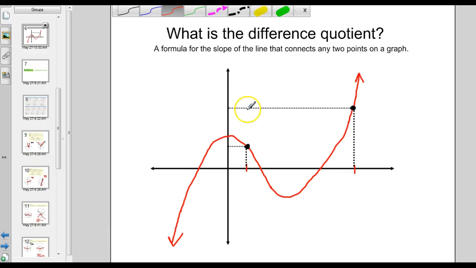Hey, everyone, welcome to class. I know last time we talked about the difference quotient, and I just want to clear up one thing I didn't talk about in the last video: what is the difference quotient?